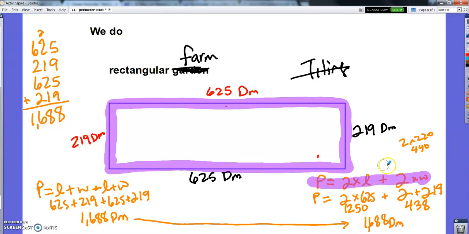2 times length plus 2 times width, or length plus width plus length plus width. I am just about out of time. So go back over those examples. Make sure you have both the easier and the harder example written down really well, with great examples of your formula, and all your math is clear so that you can look back at this and never forget.